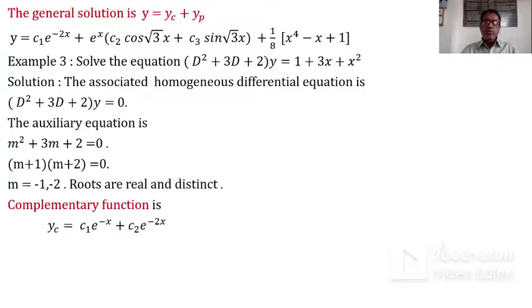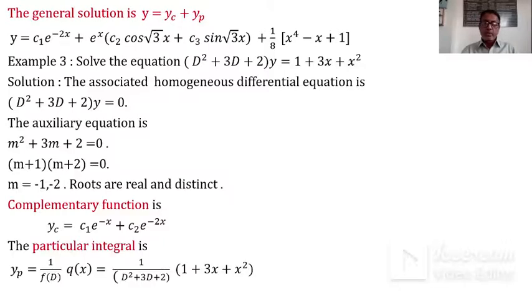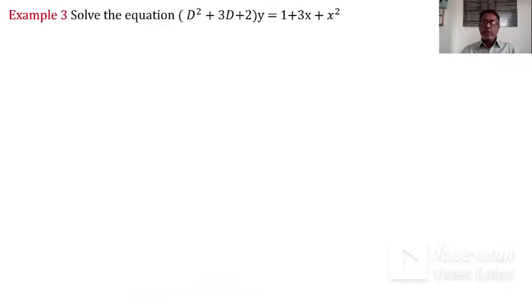Now we want to find the particular integral. Yp is equal to 1 upon f of d operate on q of x. Here f of d is d square plus 3d plus 2 and q of x is x square plus 3x plus 1. Therefore, we take this, operate this on q of x. Now again here you may write in the partial fractions, means we write the linear factors and then partial fractions and then operate one by one. This is one method. Another method, directly here take the lowest degree term outside from this and then operate that.